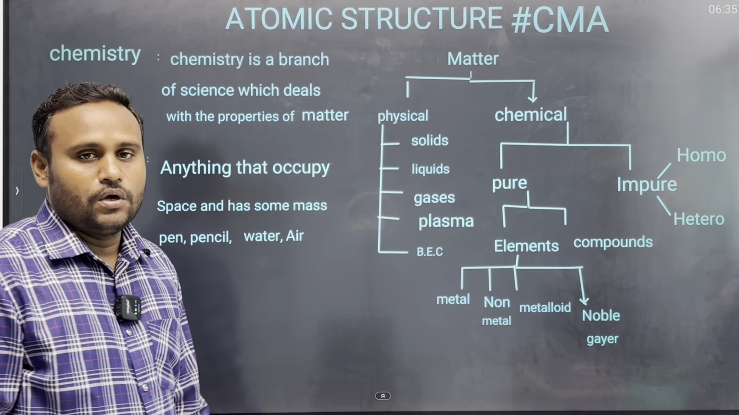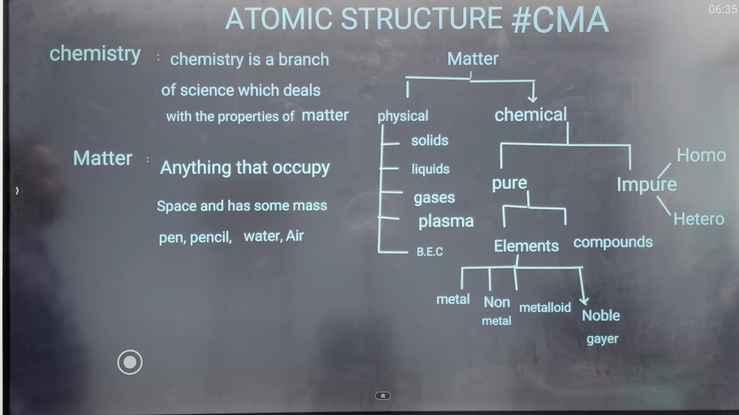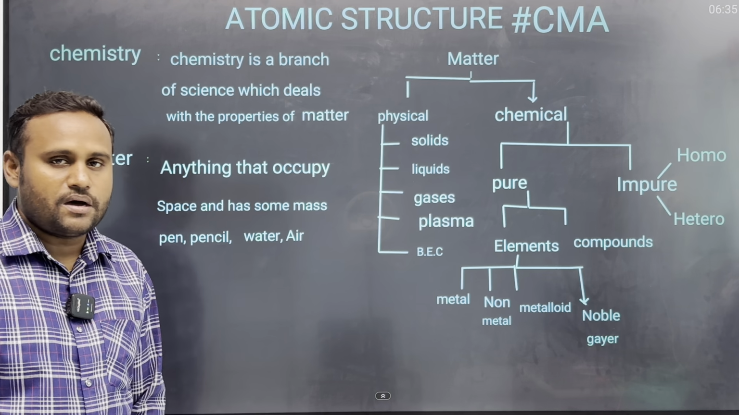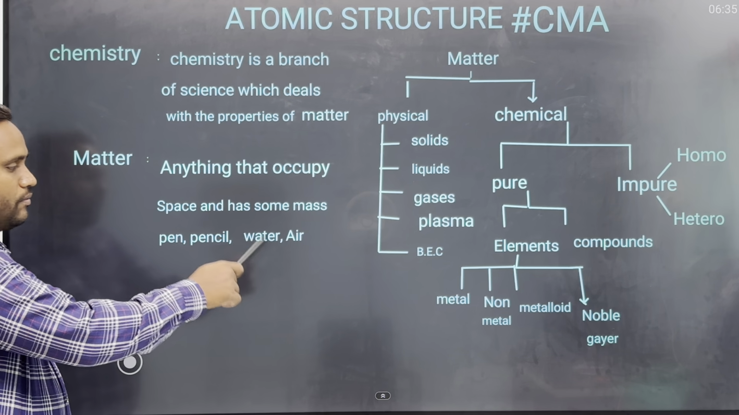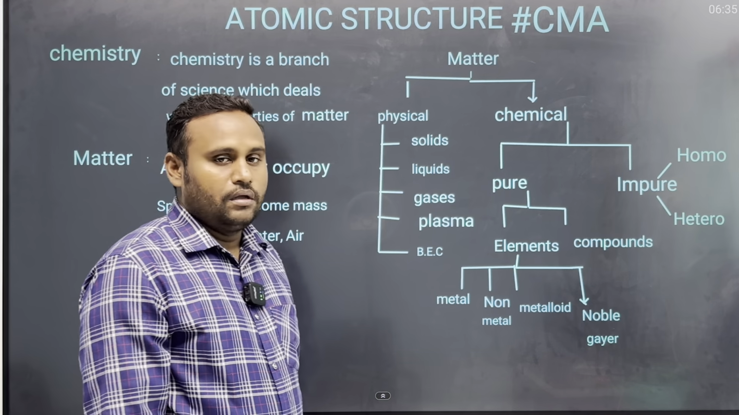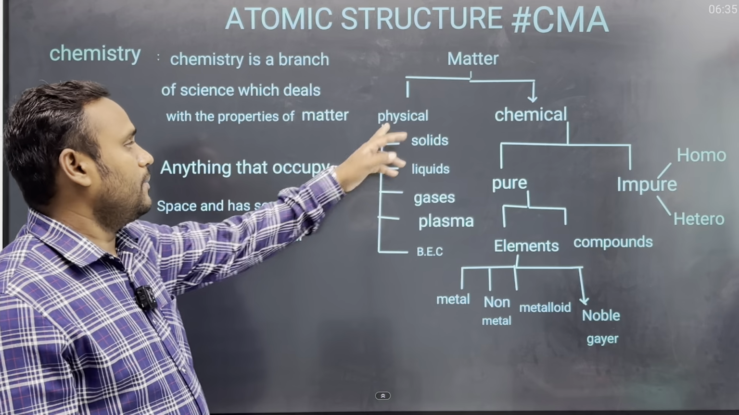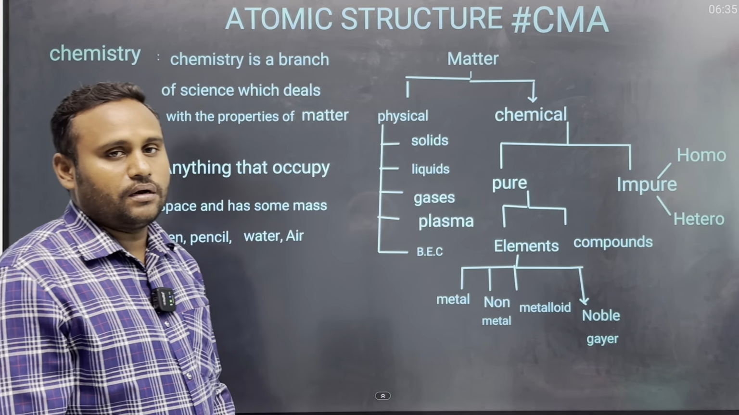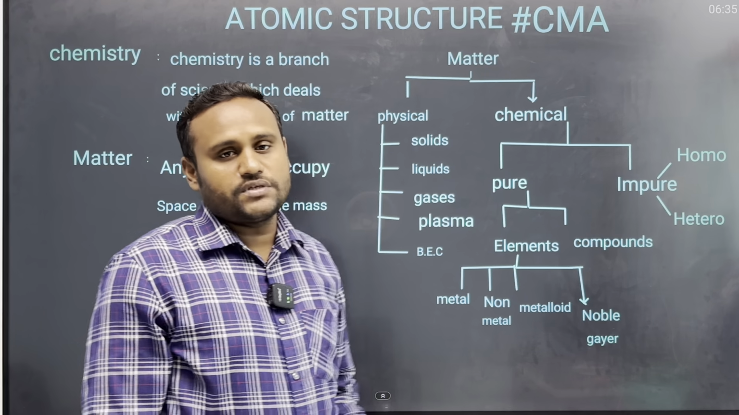This is about classification of matter. So how are we going to classify the matter? First of all, what is matter? Matter is anything that occupies space and has some mass. Examples: pencil, pen, water, air. When you come to the classification of matter, matter is classified into physical classification and chemical classification. Physical classification means it is based on the physical properties.